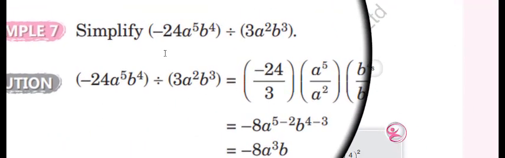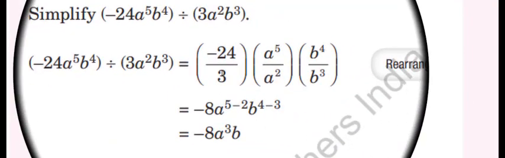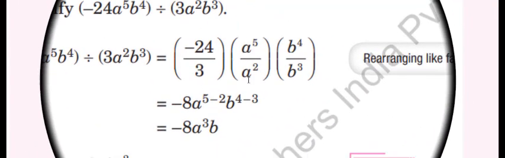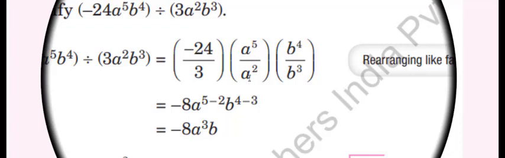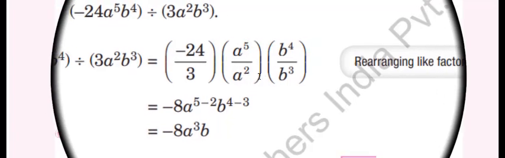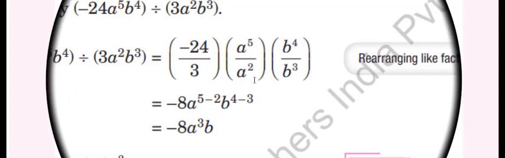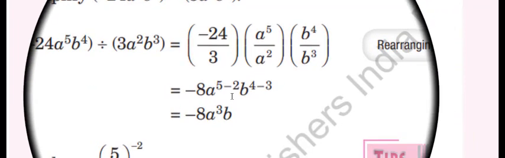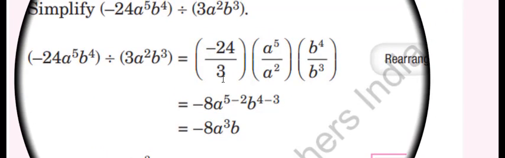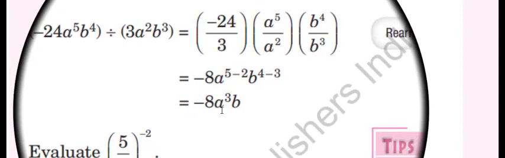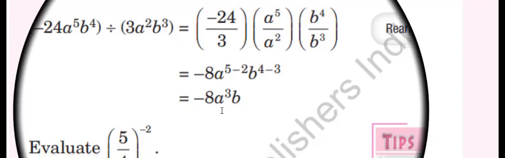Now let us come to example number 7. Simplifying this expression once again, numbers are written together, and if they are in division with the same bases, they are written together like this one and kept in a bracket. As the division is there, this time we'll subtract, and we have calculated that this comes out to be minus 8, and my final result comes out to be minus 8 a cube b.